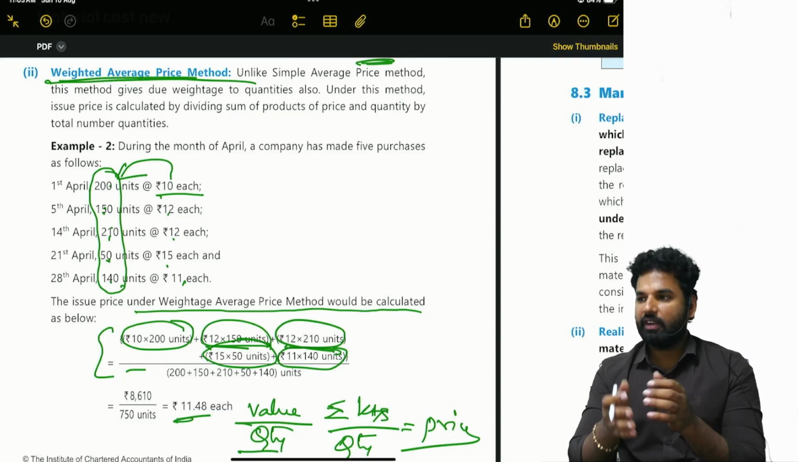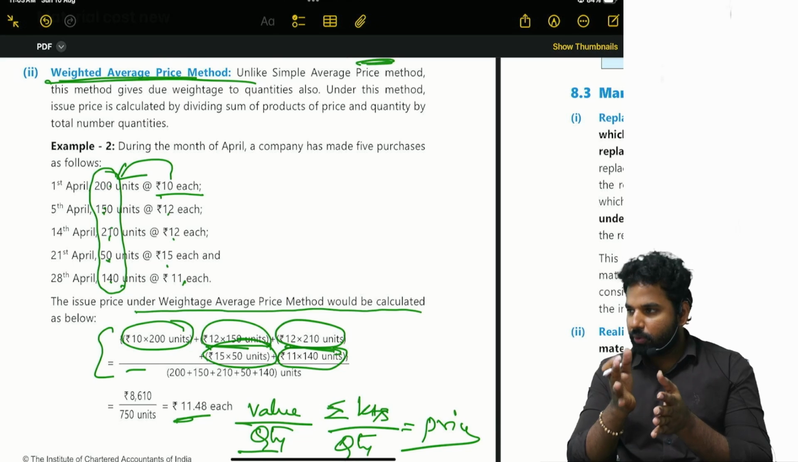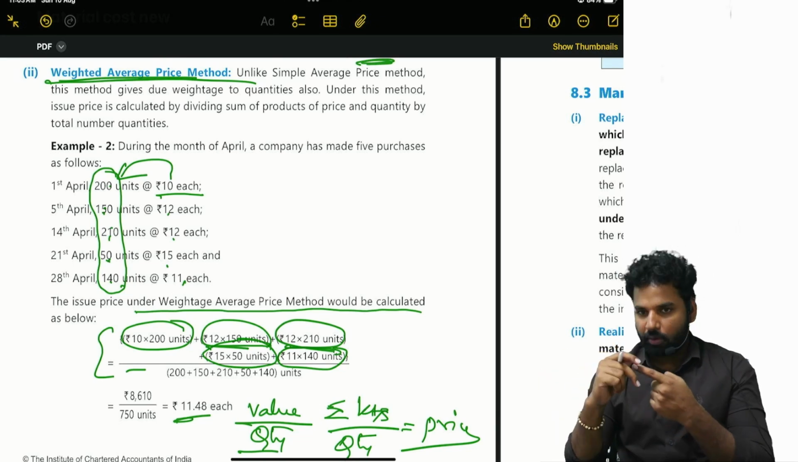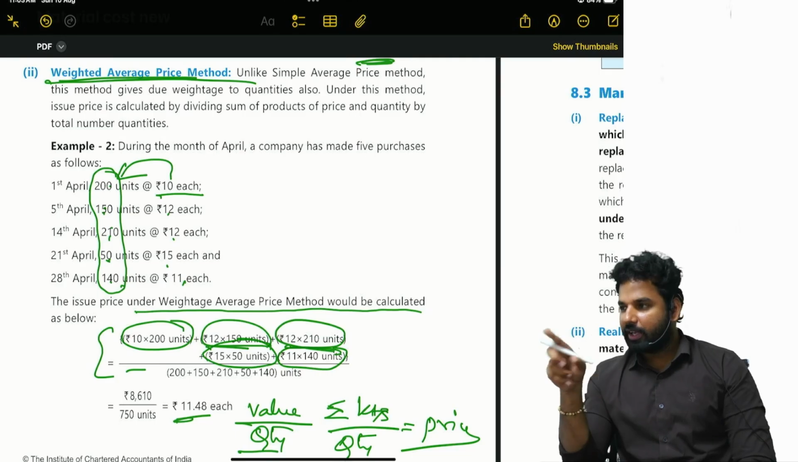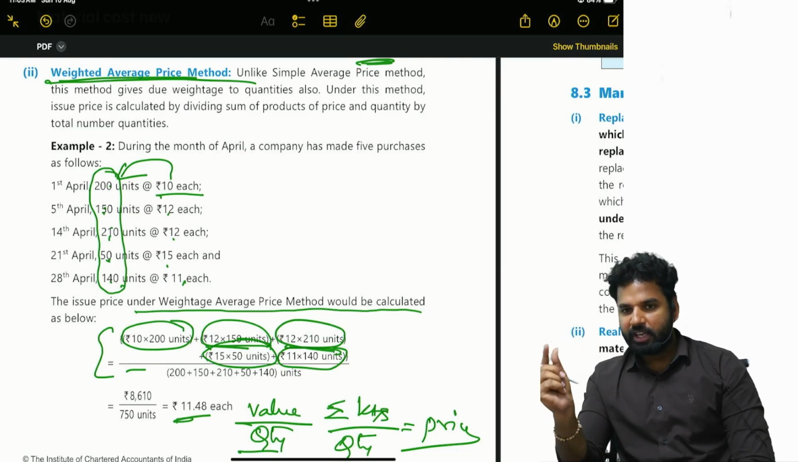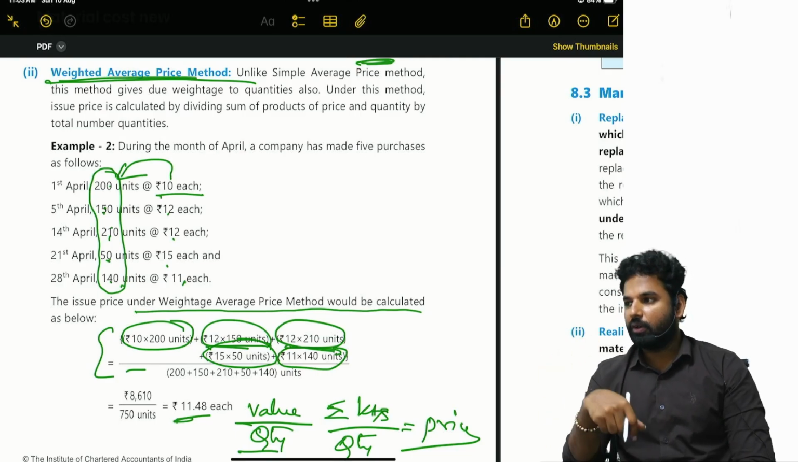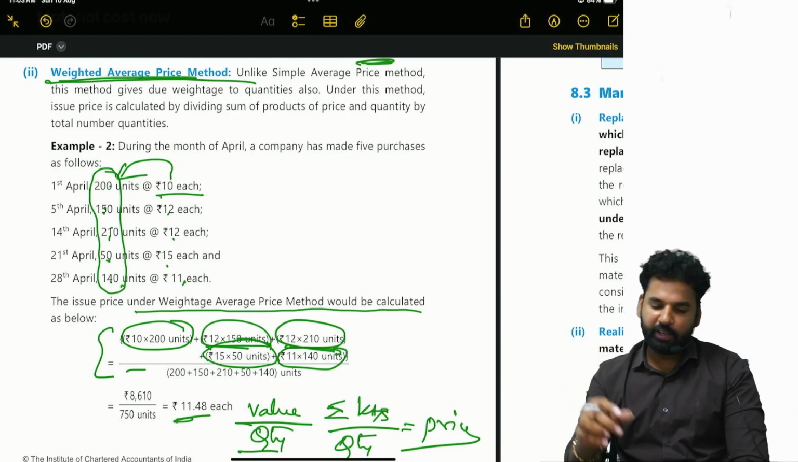So this is giving weights to the number of units of the material purchased in a particular lot, at the same time, the price of the material. So all the batches are taken into consideration, and one price has been taken out from that lot. Okay, so that is what is weighted average price.